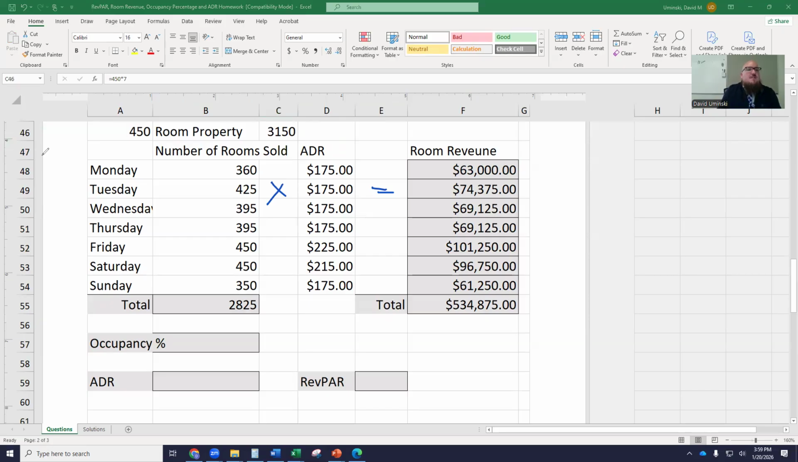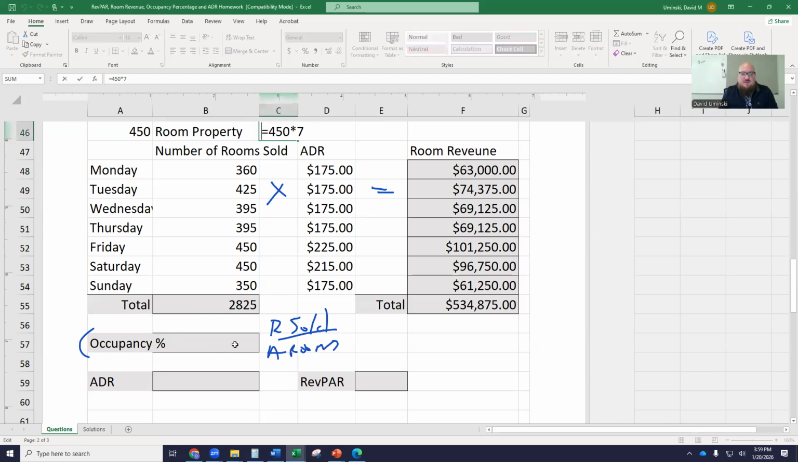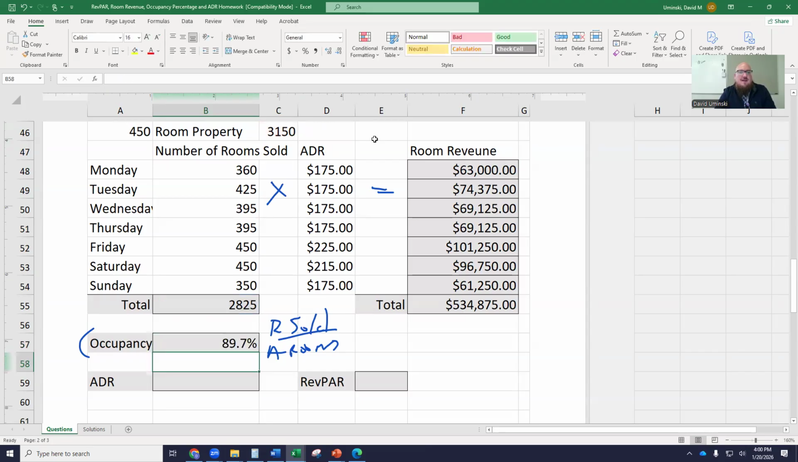Okay. So our occupancy percentage, remember, occupancy is rooms sold divided by available rooms. So in this case, we have the rooms that we sold of 2,825, and we divide that by the total rooms of 3,150. And that gives me an 89.7% occupancy. Okay.